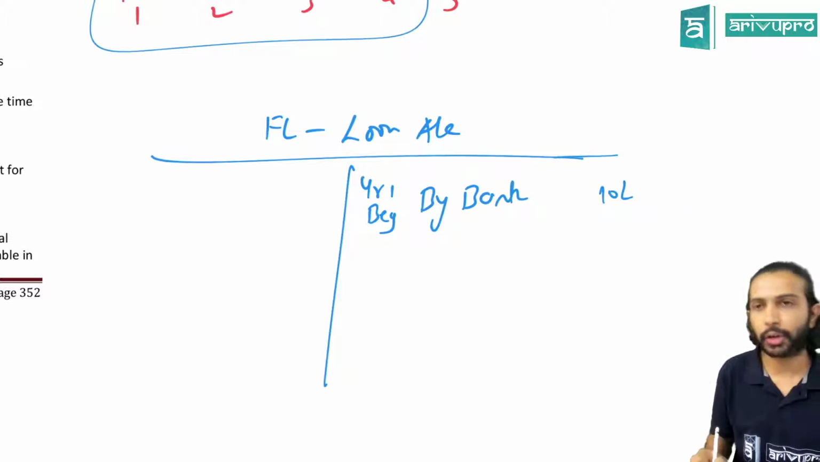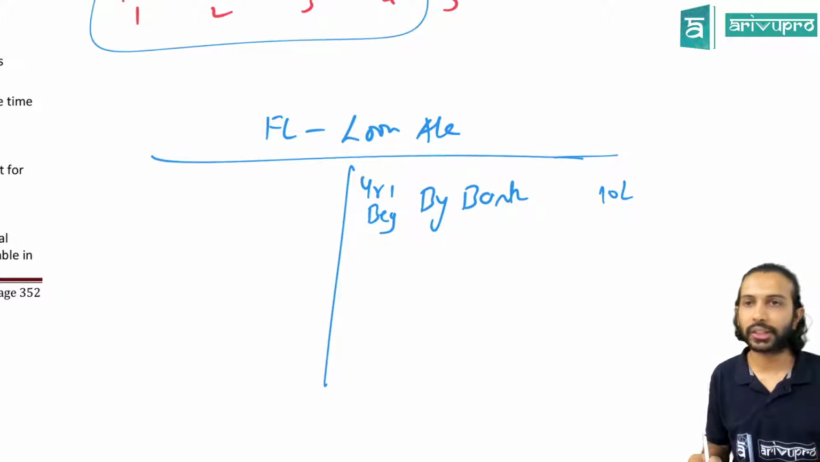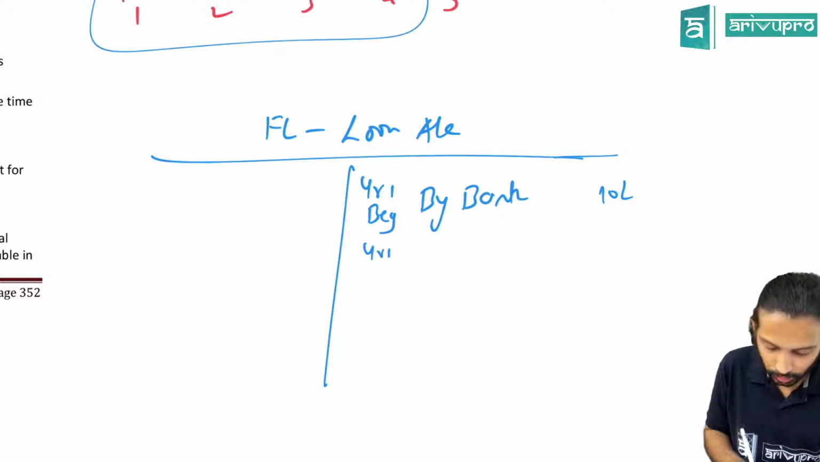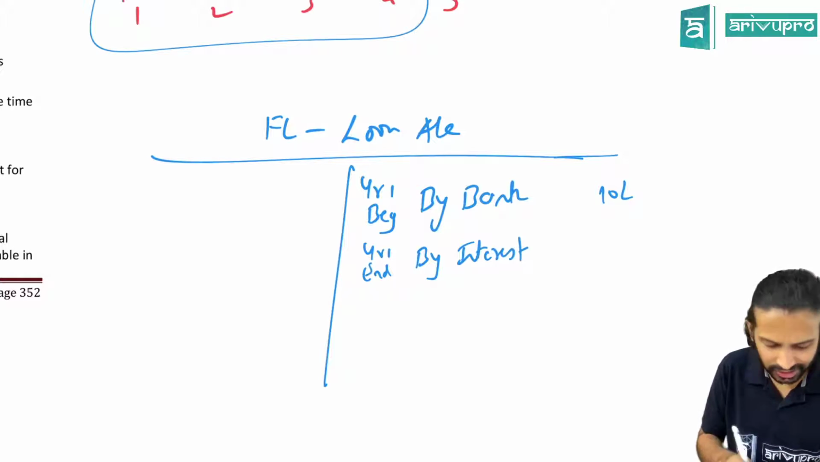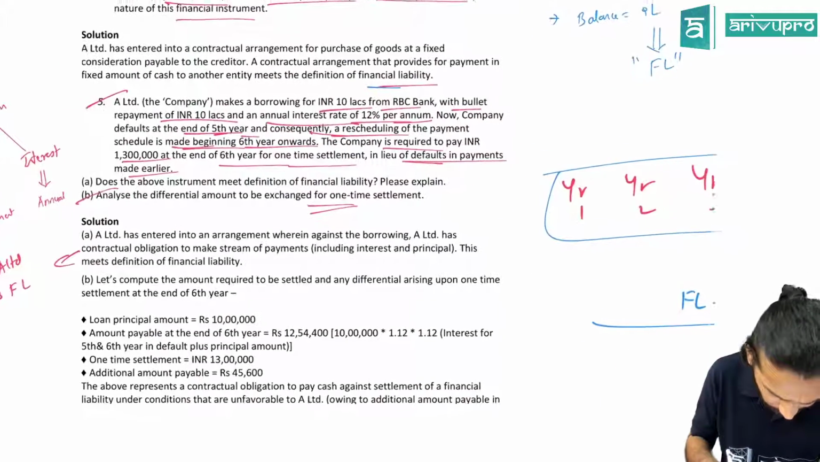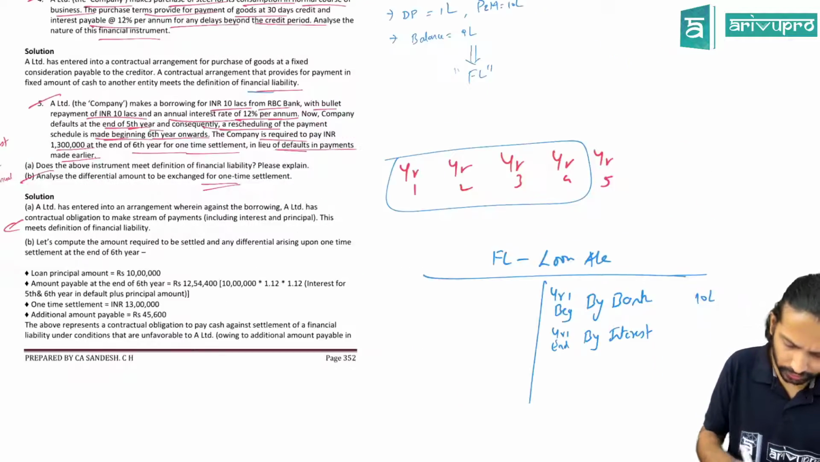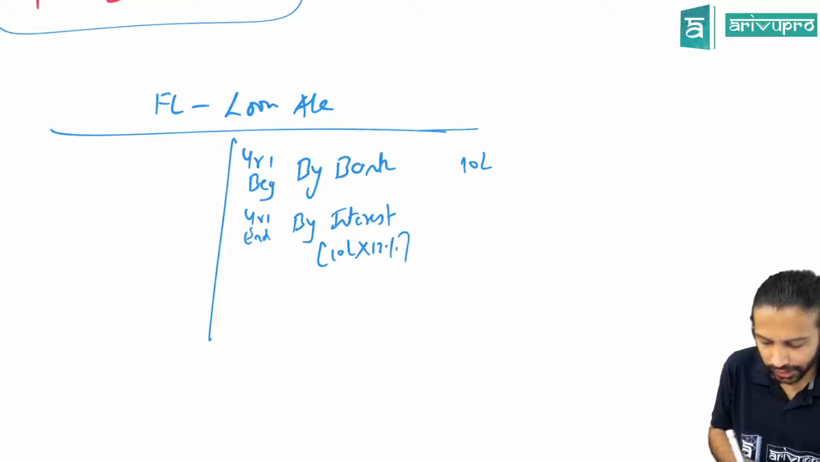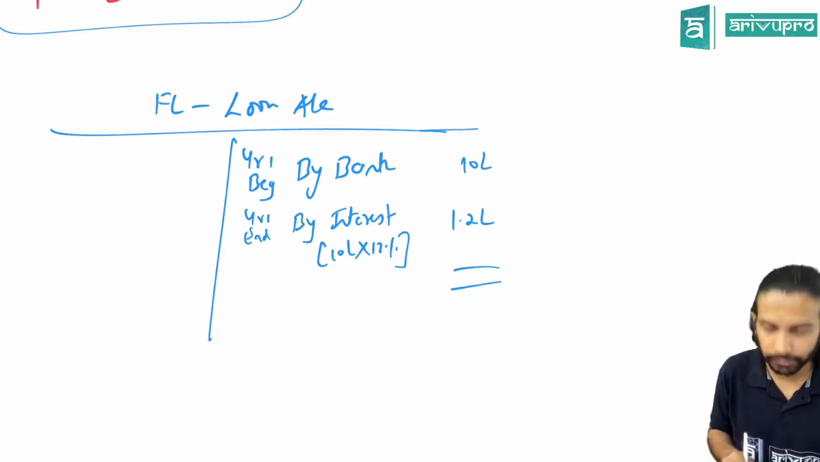End of year 1 you have to pay interest. Interest journal entry here will be what? Interest to loan. So interest account debit to financial liability loan account. Correct? That means year 1 end you will pass what entry? By interest. Yes or no? Interest rate they said? 12%, correct? So 12% of 10 lakh is 1,20,000. 10 lakh cut 12% is 1.2 lakhs, correct?